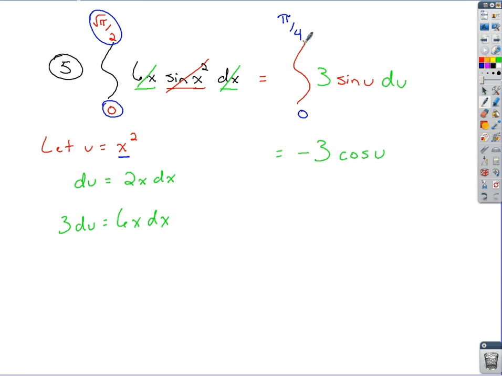So at this stage here, that's the antiderivative. Got to acknowledge the interval. As long as we have our antiderivative, just plug in. Got negative 3 cosine of pi over 4 minus negative 3 cosine of 0. Got your double negative.